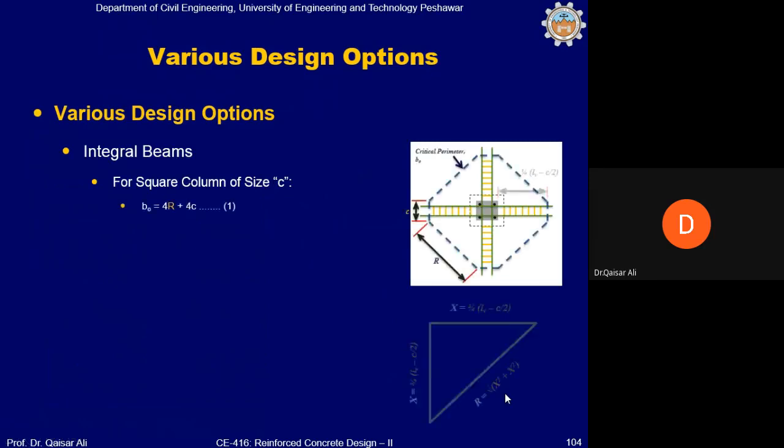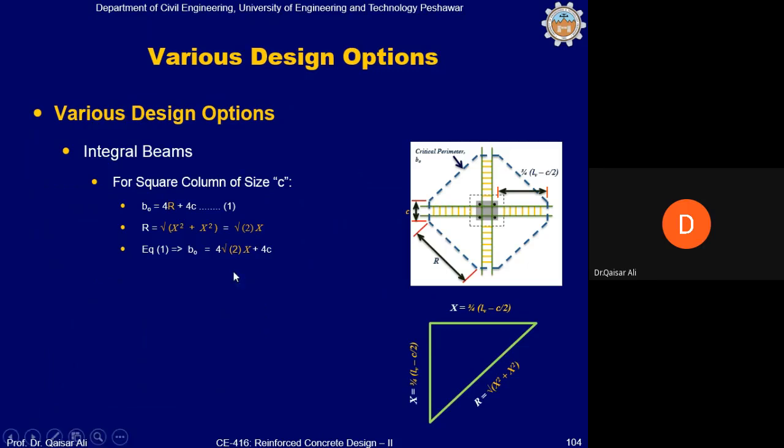For a square column, this can be calculated like this. R is equal to square root of 2 into X. Okay, and if we substitute this value of R in this equation, this will be B naught is equal to 4 into square root of 2X plus 4C.